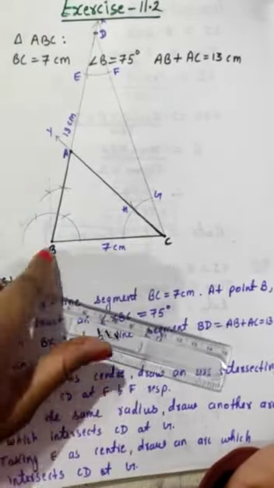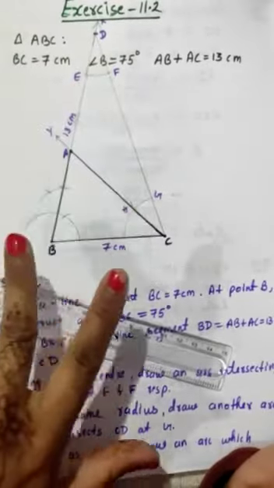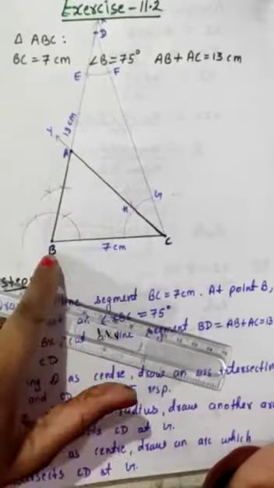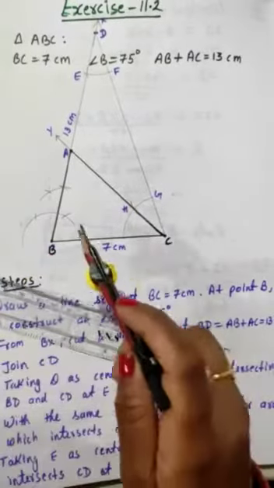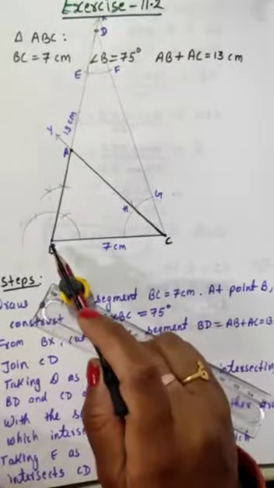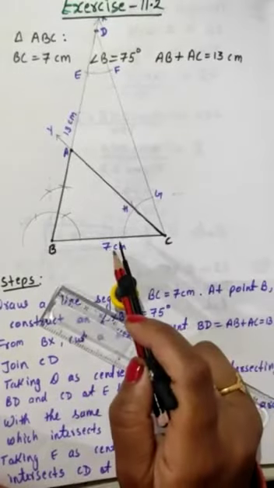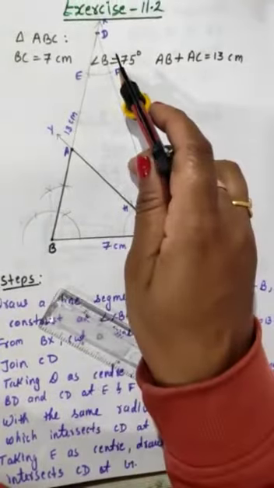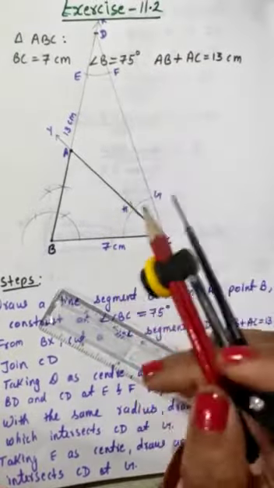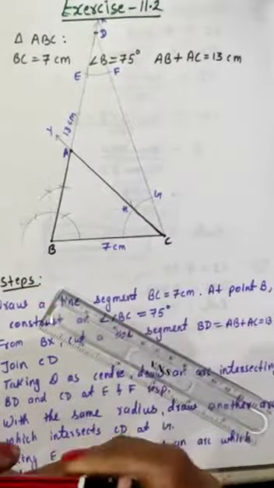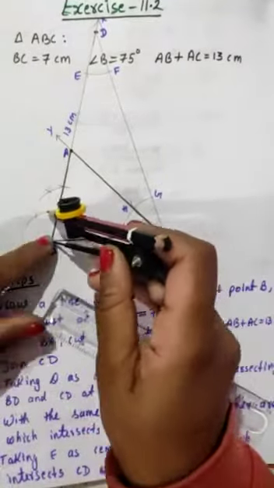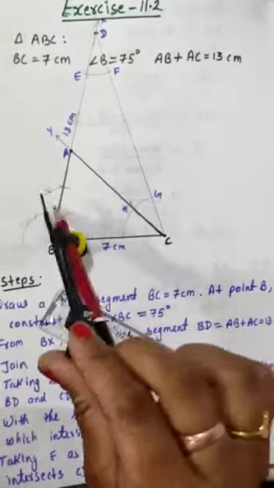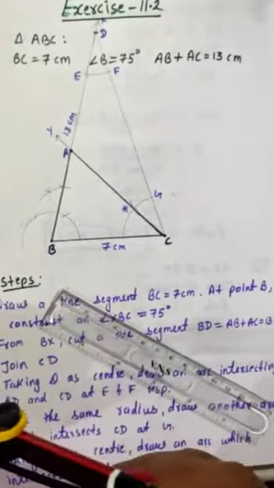Make a habit of writing all the steps together and the points as well. As soon as you are constructing this side, give it a name BC and write 7 centimeters over here. Then at point B you have to construct 75 degrees. Now you know how to construct 75 degrees. First of all, you have to take a comfortable radius, taking B as center, and with that radius mark an arc. You have done this 75 degrees in the previous class.